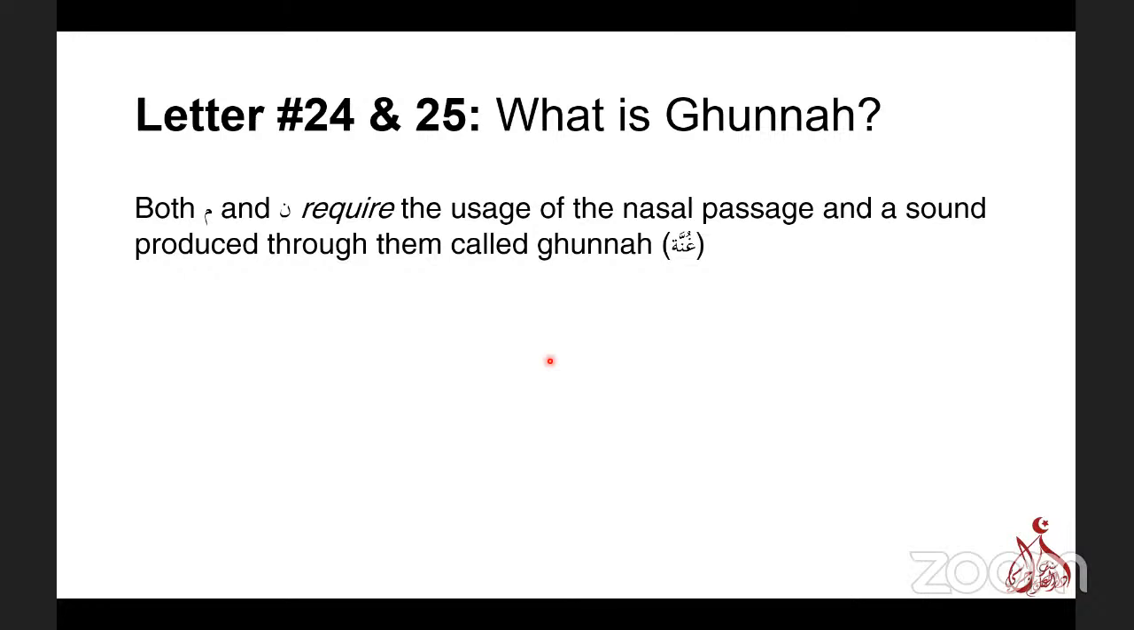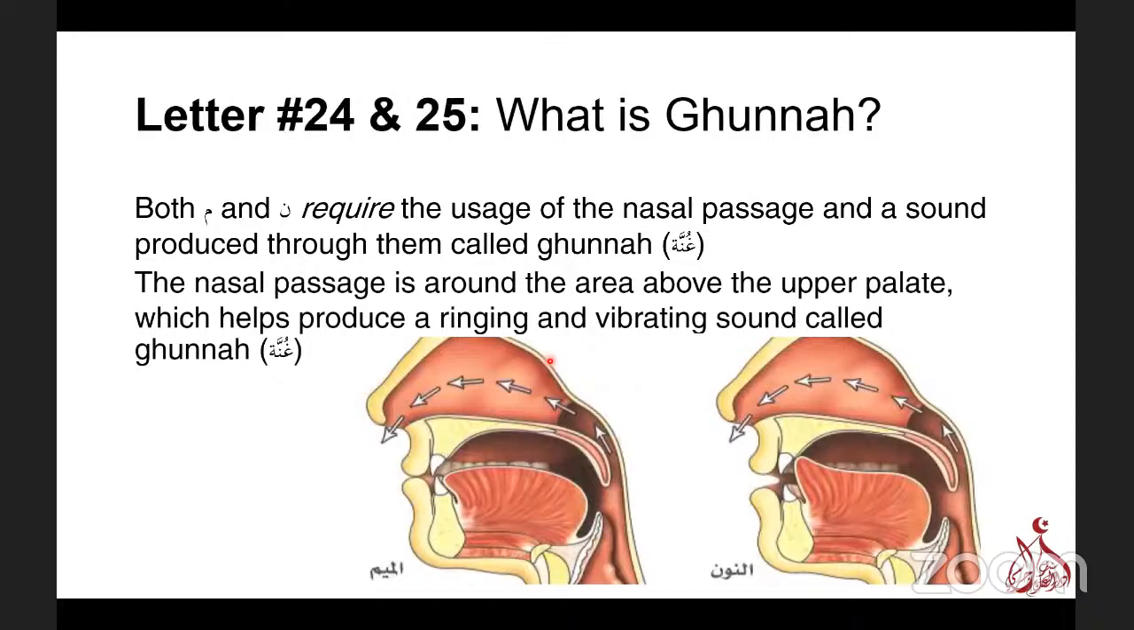If the nasal sound is not there, either you will not be able to pronounce a meem or noon, or it will be very difficult. That's why people who have a cold have a very hard time reciting Quran, especially the meems and noons, because the nasal passage is blocked. Now, this nasal passage is around the area that is above the upper palate. So in our mouth, we have the upper palate right here, the top part of our mouth that's hard and soft. Above that, that's where the entire nasal passage is, which in Arabic is known as the khayshum. That whole area on top where this ghunna sound is produced is called the khayshum.